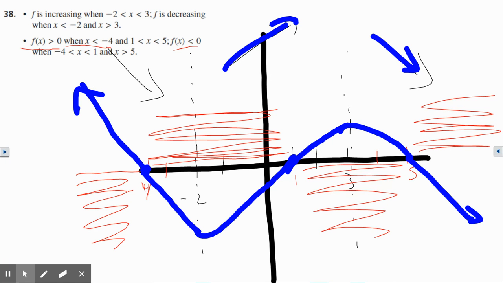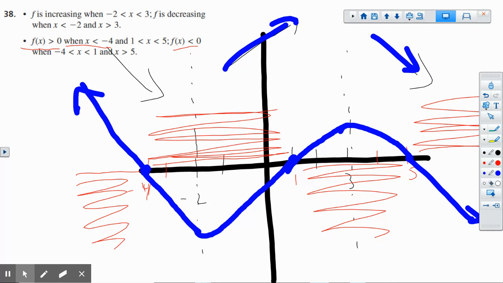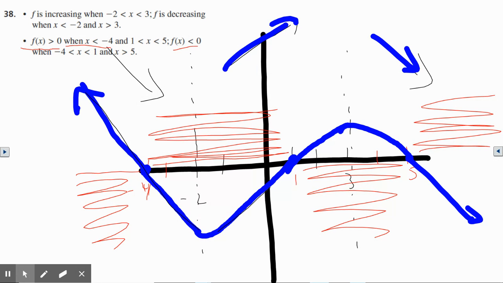Now, this graph satisfies all the constraints that are given on it. It's going downhill in this region, it's going uphill, and it's going downhill. It's above the x-axis when x is less than -4. It's above the x-axis between 1 and 5, and it's below the x-axis in all the other places. So that's one way of approaching these problems, 37 through 40 on assignment 412. I'm looking to see all of the turning points. I'm looking to see all the places where it crosses the x-axis. I'm looking for numbers to be on your graph and so forth.